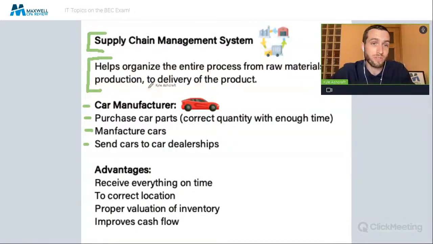So the advantages of using a supply chain management system: one is you receive everything on time. Two is you receive it at the correct location. Three, you have proper valuation of inventory because you're keeping track of everything more efficiently, and you improve your cash flows. So once again, these last few systems we talked about have been transaction processing systems. They help you to complete something more efficiently, and that is much different than the decision-making systems that we talked about initially.